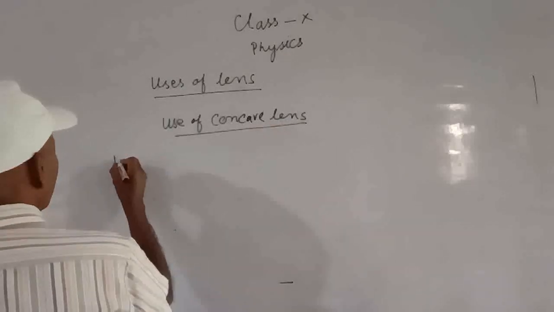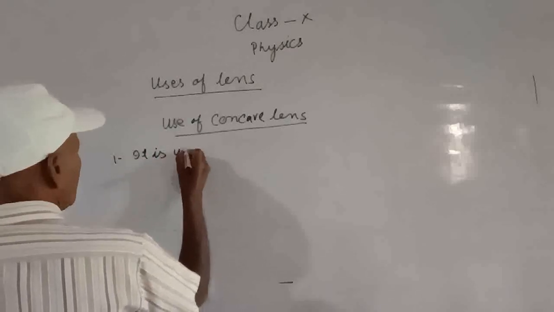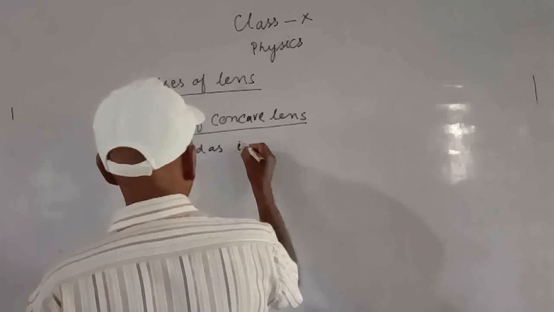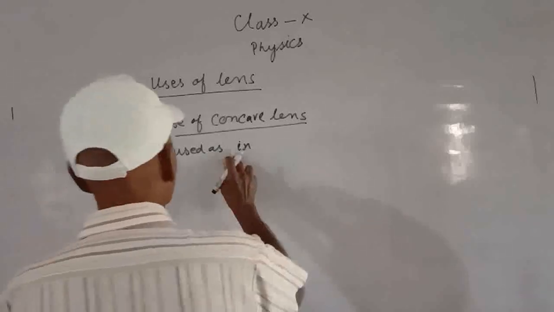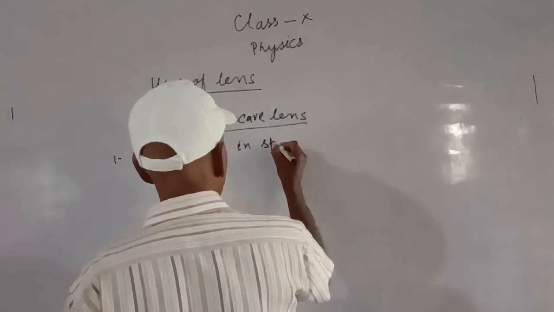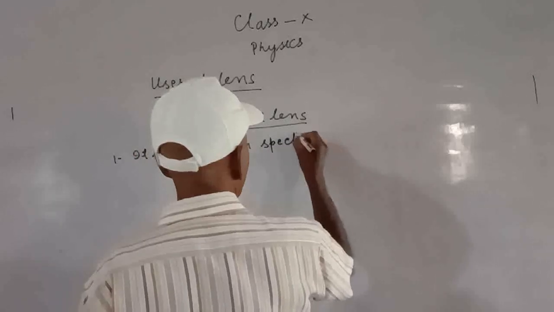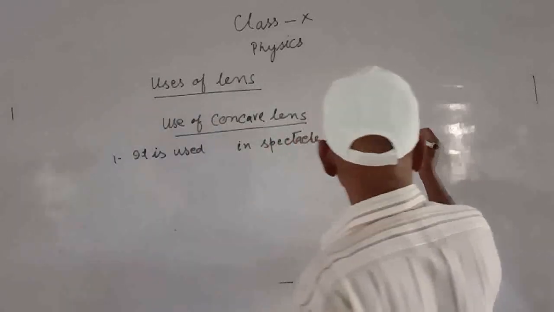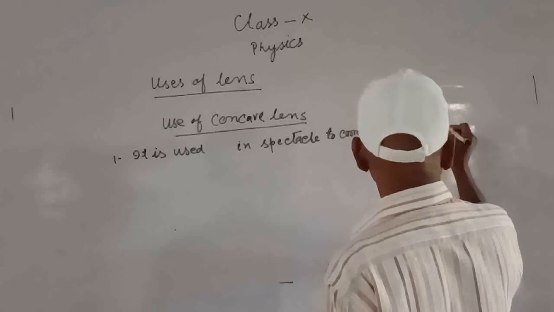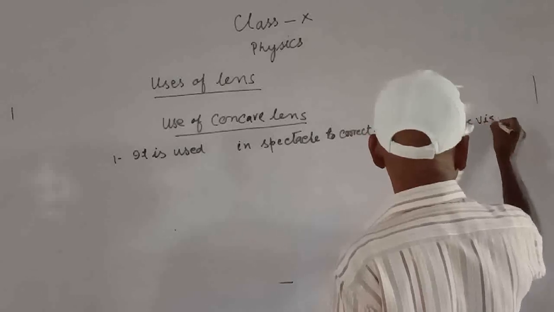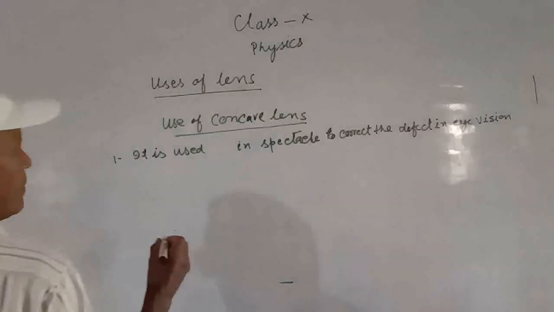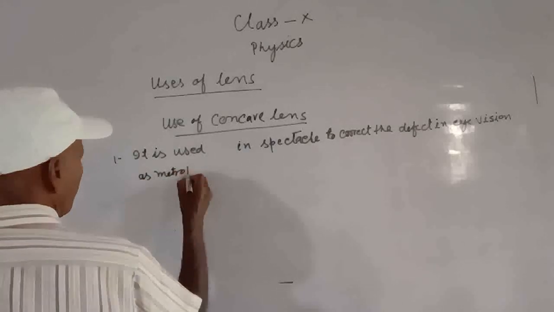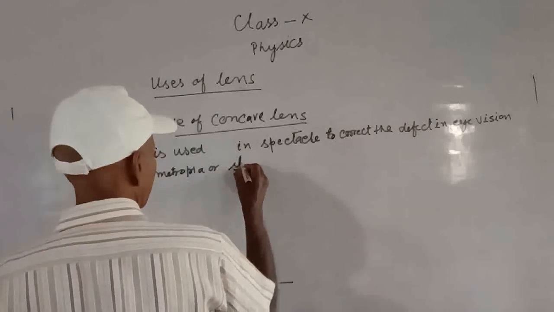Usage of concave lens. First one is it is used in spectacle to correct the defect in eye vision, myopia or short-sightedness.